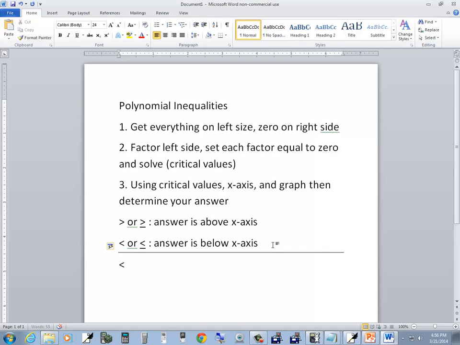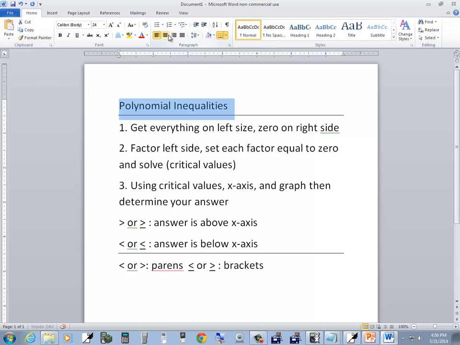Now if you have a less than or greater than, then you're going to use parentheses. If you have a less than or equal to or greater than or equal to, you're going to use brackets. Okay, let's go through and use these steps then.